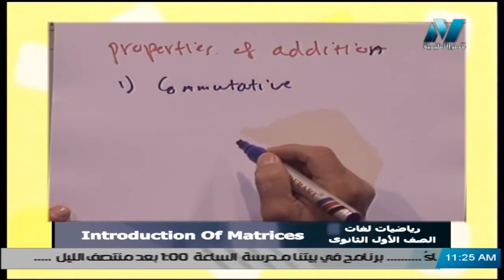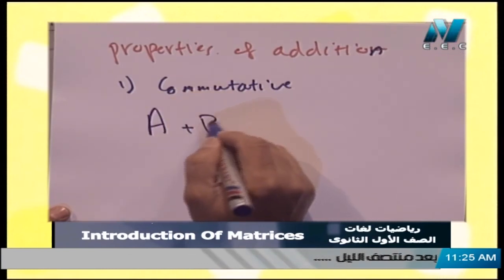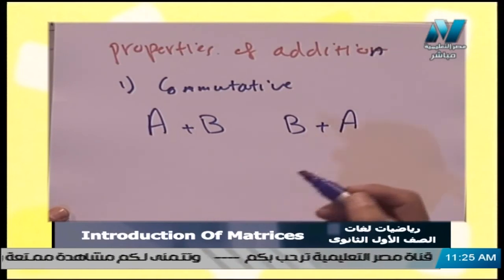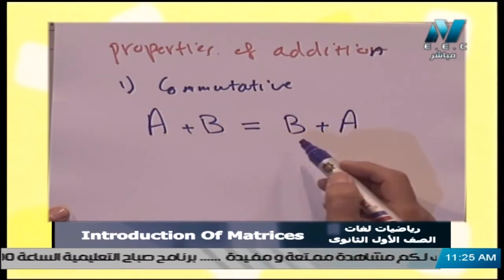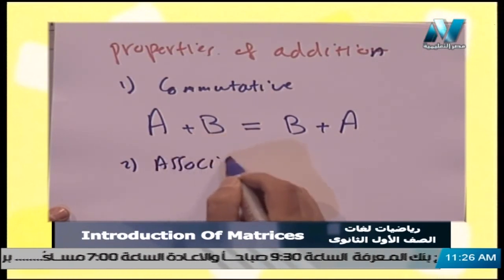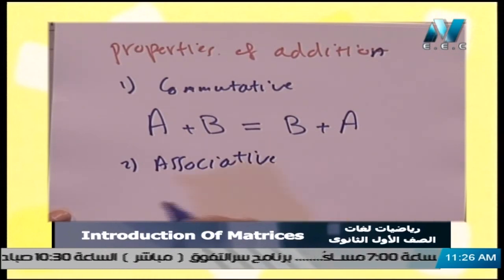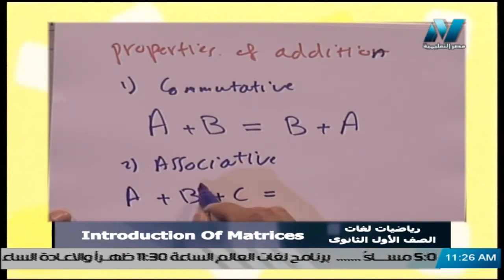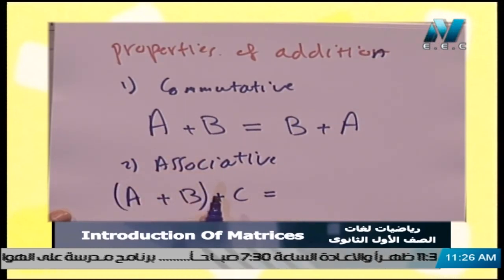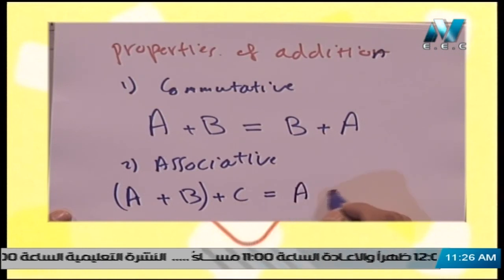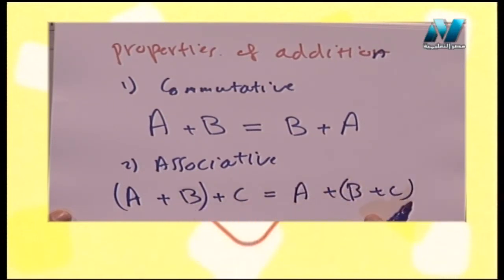What is the meaning of commutative? Is matrix A plus matrix B equal to B plus A? That's right. So A plus B equals B plus A, like numbers. The second property is associative. The meaning of associative: if we have the matrix A added to the matrix B, added to the matrix C, first the matrix A added to the matrix B in the same bracket, and then we add to them the matrix C. Is it equal to A plus B plus C? Yes, it's right, because associative is correct for matrices.